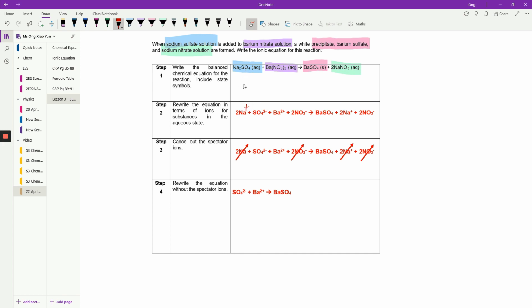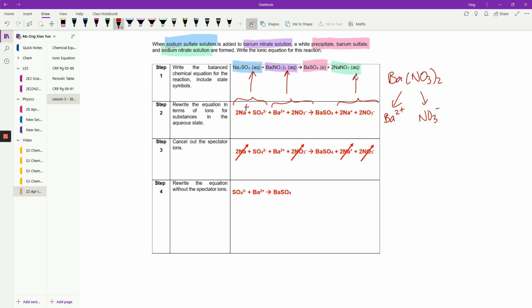Okay, there's an error here. There should be Na plus. Okay, so this came from this substance. This is aq still. So from here, be careful of brackets like that. So what it means is there are 2 sets of nitrate ions. Okay, then for solid, no change.